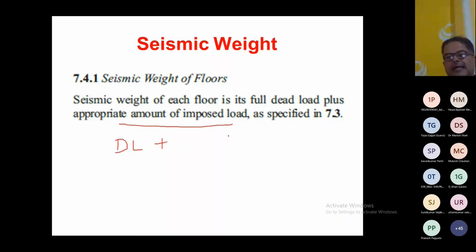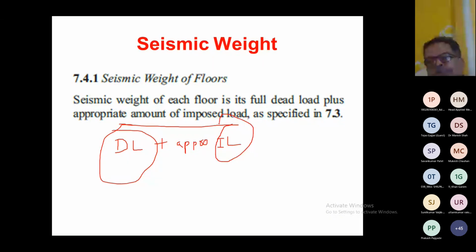So dead load plus the appropriate imposed load, right? It is imposed load. Now we are considering the full dead load. Remember, we consider the full dead load, but we are considering an appropriate imposed load. Why? What is the reason?